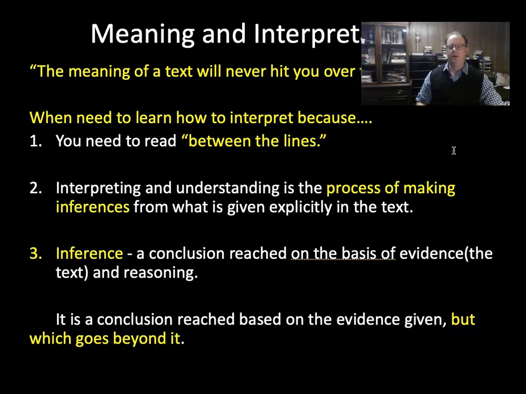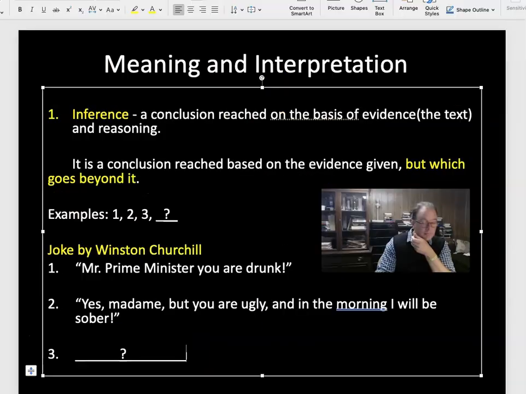It's a really important concept. An inference is a conclusion reached on the basis of evidence, which is, the text is the evidence, right? And reasoning. But it's a conclusion that goes beyond the evidence, that's not explicitly stated. Now, inferences are a form of reasoning. They're making deductions from the evidence presented in a given situation.